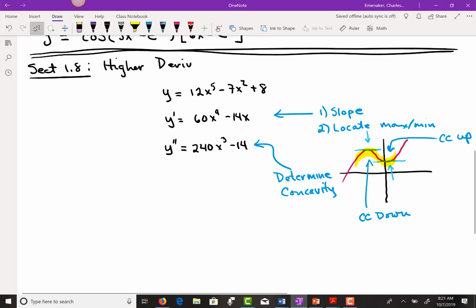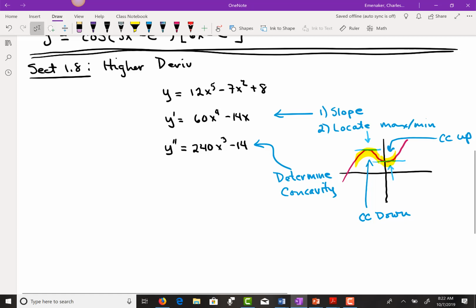This is going to be really handy when we can no longer see the graph, because we're going to use the second derivative to determine if it's concave down or concave up. Now, if it's concave down, what do you have? Max or min? Maximum. If it's concave up, what do you have? Minimum. Which kind of runs opposite to what you might expect. A lot of times people are thinking up is max and down is min, right? Well, not in this case.